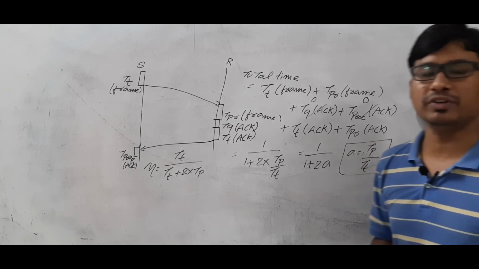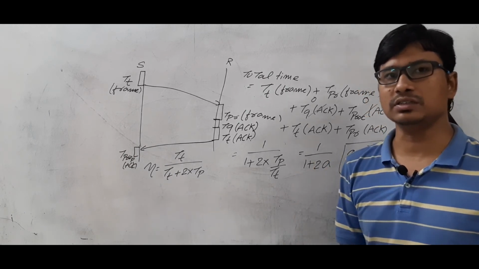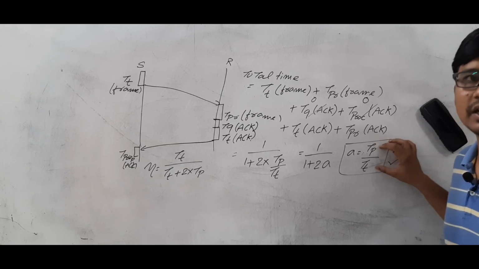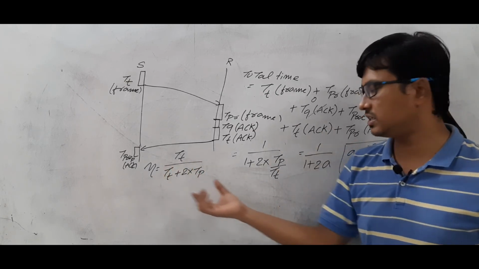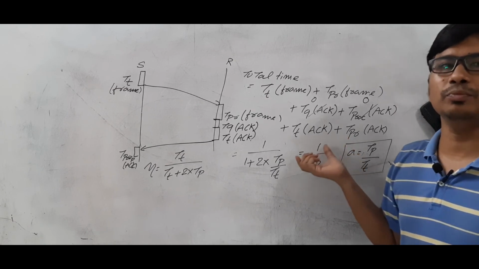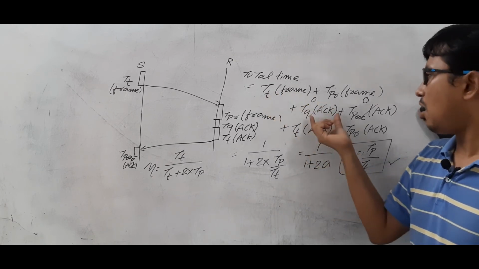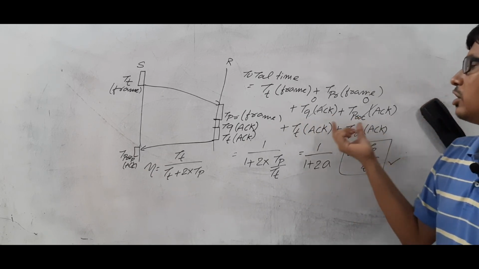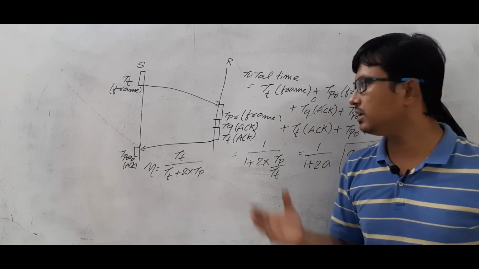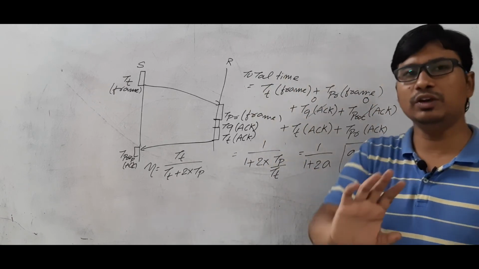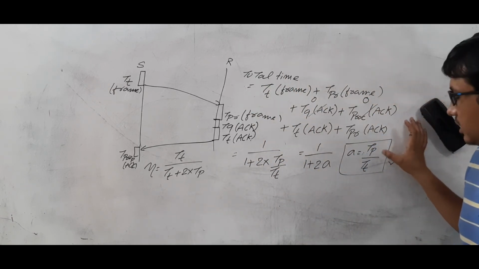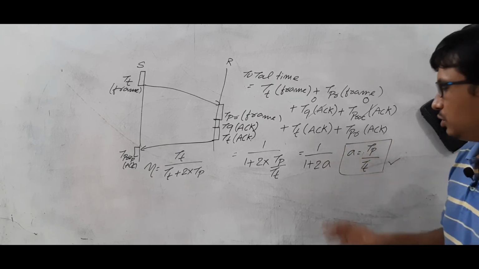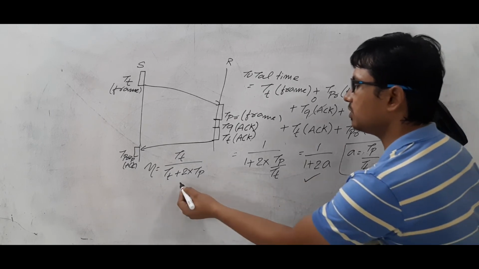I have simplified it because in some numerical questions, if they just give you the propagation delay and transmission delay and ask you to compute the efficiency, you can use this formula. However, if they give all these parameters, the queuing delay for the acknowledgement, the processing delay for the acknowledgement, even the transmission delay for the acknowledgement, then you will consider the entire expression. If they only give the propagation delay and the transmission delay, then you can substitute them and use this equation for computing the efficiency.